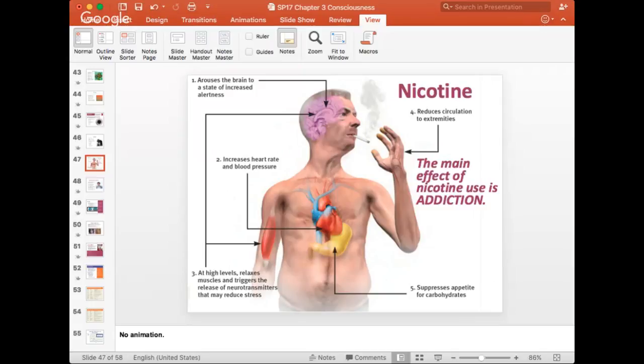Nicotine is a substance that's found in cigarettes. This is all the information. You can kind of pause it and look at all the different things that nicotine does to your system.